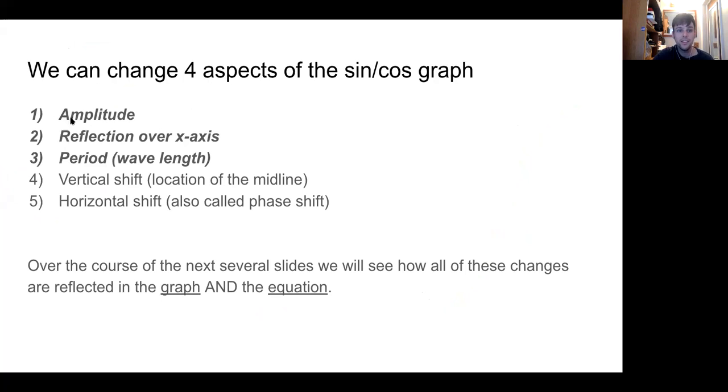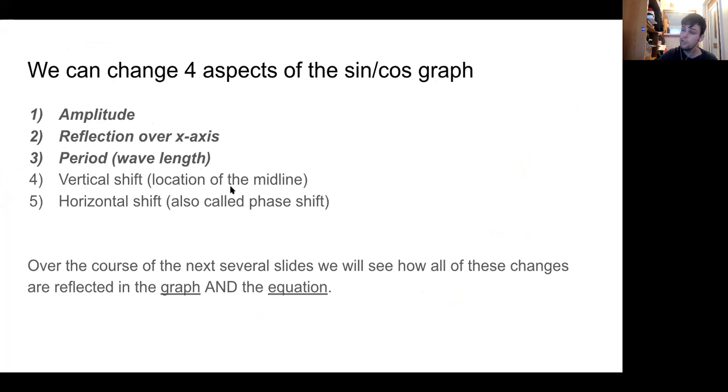There are 5 things. So there's an amplitude that we can change, so how high and low it goes. Reflection, we can flip these graphs across the x-axis. We can change the period, so it's kind of stretching it or compressing it horizontally. So instead of going from 0 to 2 pi, we can shorten that or lengthen it. This is also called wavelength. So these are the first 3 we're going to be looking through together.